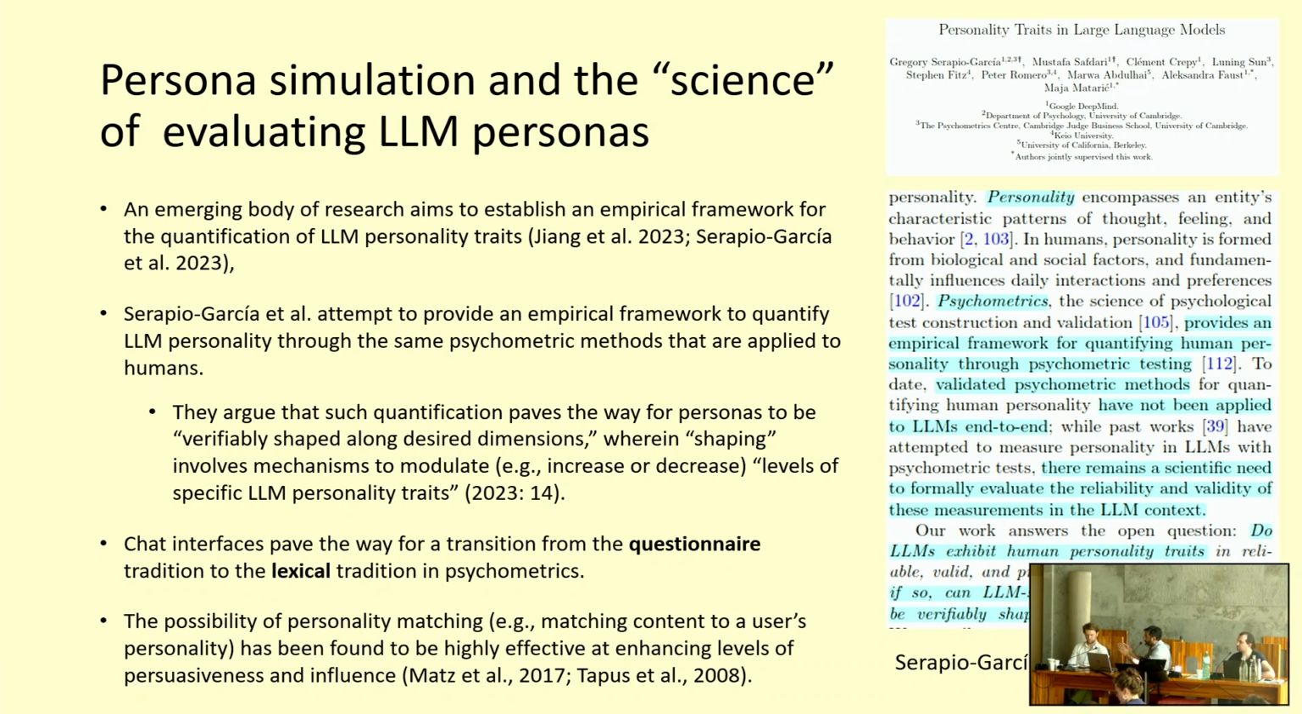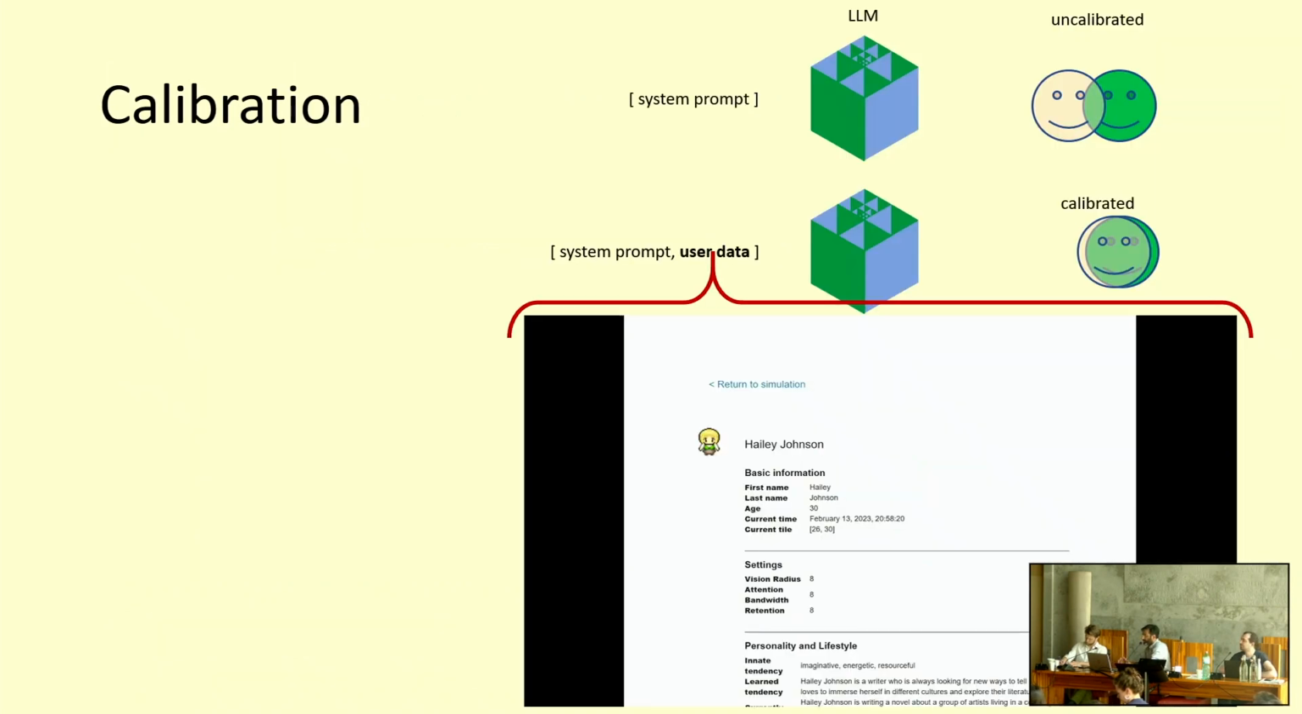So we also know from other literature that matching content to psychological traits is more effective in terms of persuasion and influence. But here, if you're able to systematically control the personality which is put in front of the individual, that is another level of power which you're able to express through LLM agents.